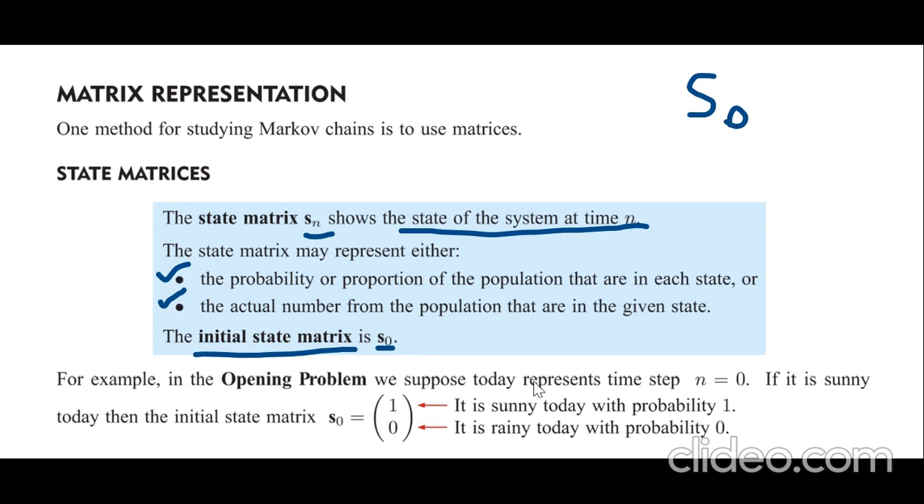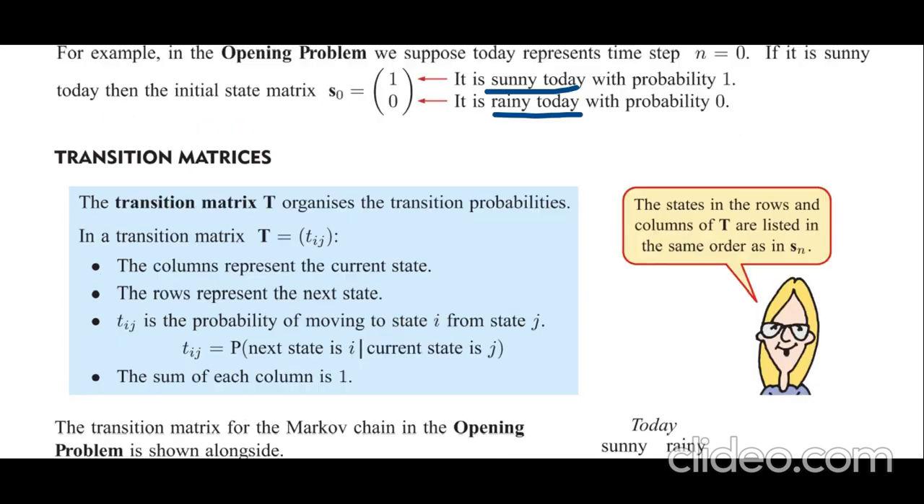So we looked at the opening problem and now we are supposed to have the time step of n equals 0. So if it is sunny today, then the initial matrix will have sunny today with the probability of 1, and rainy today will have the probability of 0. So we just looked at the example of the opening problem and how it is represented in the initial state matrix. Now looking at the transition matrix.